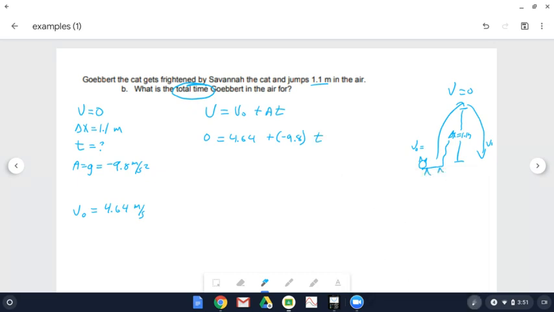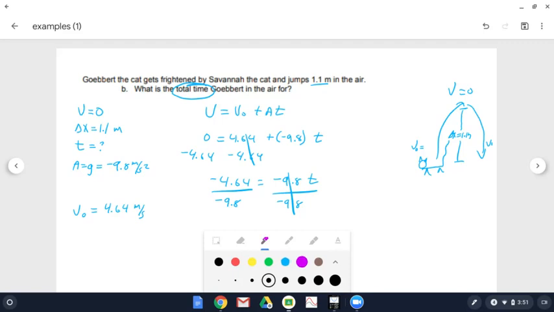These are not like terms, so I do need to move one of them over to the other side. Let's go ahead and subtract the 4.64 over. I'm left with negative 4.64 is equal to negative 9.8 t. I'm going to divide by negative 9.8 on both sides to solve for t. Now I'm going to put a little note down here. This is just our time up, right? It is up to max height.